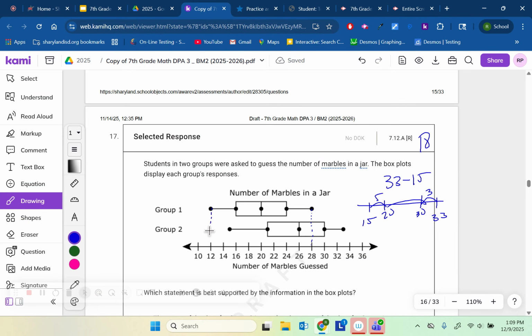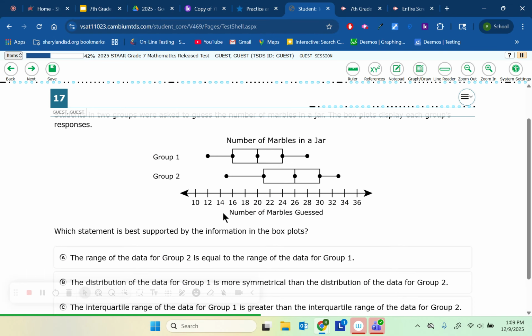And then this one is roughly 28 to 12. That one I can subtract a little bit better. That's a 6 and that's a 1. So one is 16 apart. The other one is 18 apart, so that's not the answer.